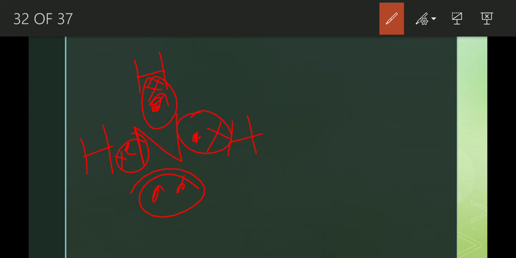First, we need to draw the structure of ammonia. N, then 3H, NH3. Nitrogen contains 5 valence electrons, right? And hydrogen contains 1 valence electron. These 3 pairs of electrons will be shared, and this is the lone pair, right? Now, when a hydrogen ion reacts with this ammonia, then what will happen? A bond will be formed with this particular lone pair of electrons.